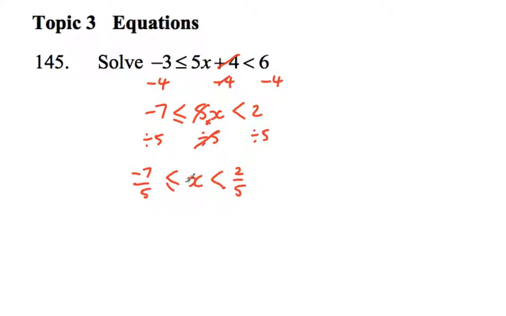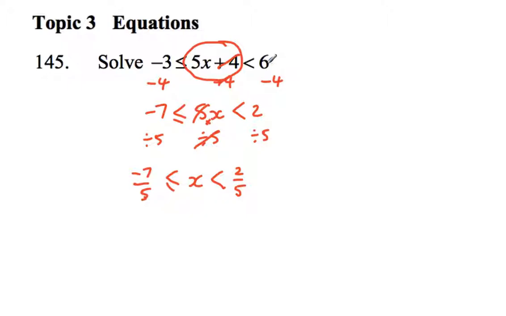Okay, not a very even type of answer, but that's how it came out. So we want to get the letter on its own still. Whenever we do anything to that middle section, we have to do that same thing to those other 2 sections of the inequality statement too. So it's an interesting answer. Minus 7/5 is less than or equal to x, which is less than 2/5 there.